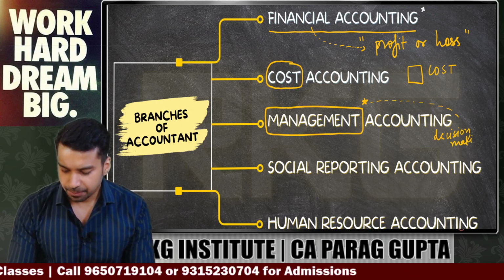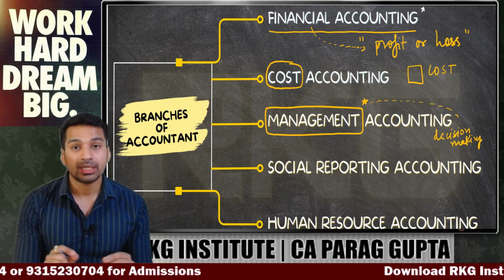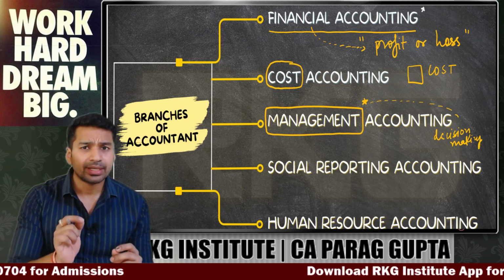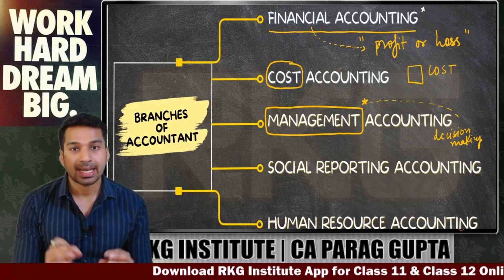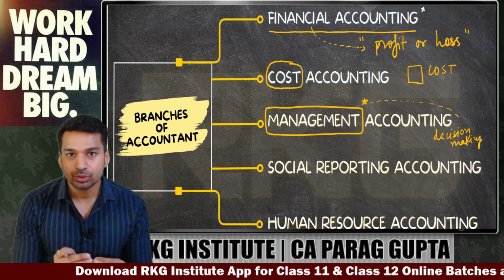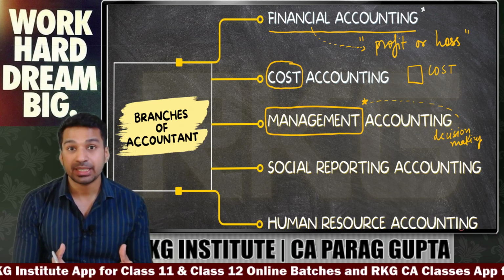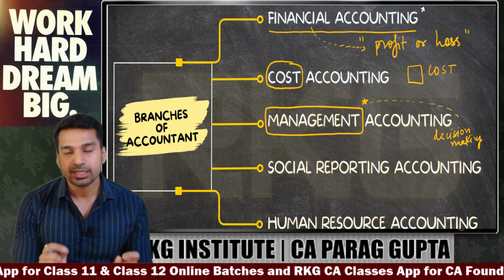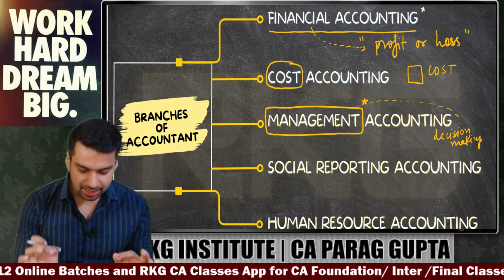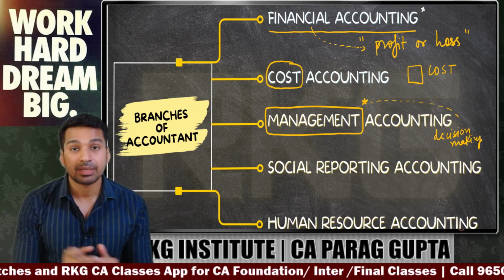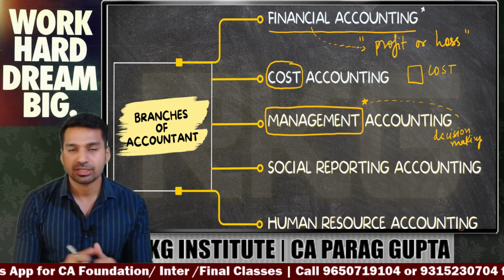For example, I am running a business. Now I have, let's say, 1 crore rupees surplus. I want to invest this money. So before I invest this money, I need to do certain homework, I need to do certain research. So the accounting which helps the management in any kind of decision making is known as management accounting. So basically these 3 are very important and relevant branches of accounting. Number 1 financial accounting, number 2 cost accounting and number 3 management accounting.